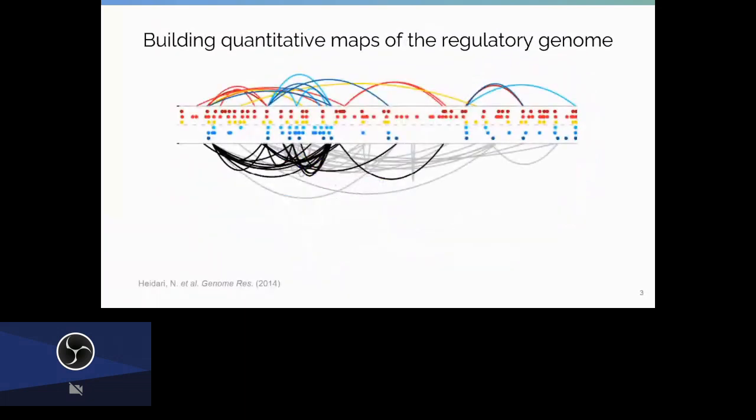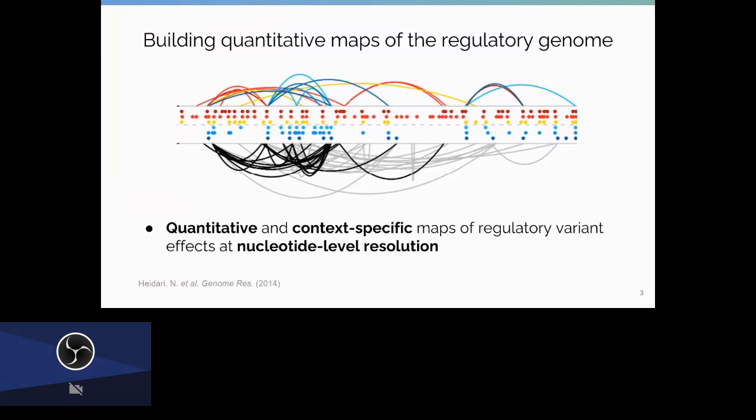Building maps that tell us how this regulatory function is encoded in our DNA is one of the fundamental challenges of genomics research. More specifically, we'd like to build quantitative and context-specific maps that tell us not only where functional regulatory DNA exists, but also the effect of variation in that sequence at nucleotide resolution. But this space is currently intractable to experimentally resolve.